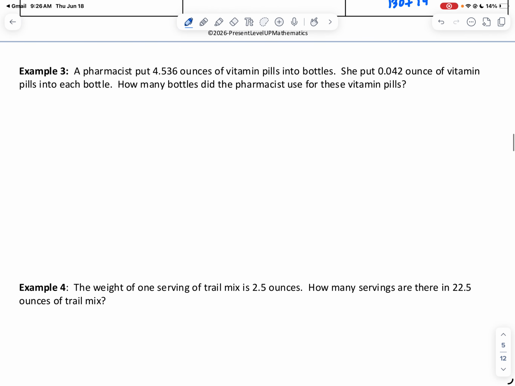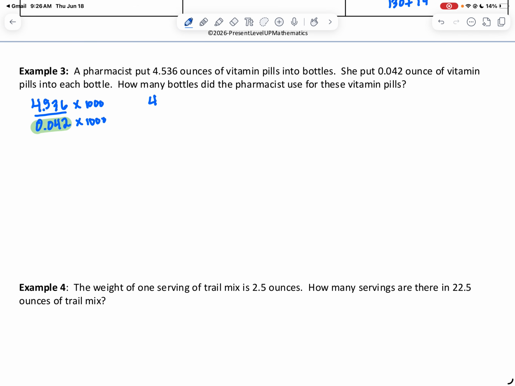All right, example 3. A pharmacist put 4.536 ounces of vitamin pills into bottles. She put 0.042 ounce of a vitamin pill into each bottle. How many bottles did the pharmacist use for these vitamin pills? So the problem here is we're taking 4.536 and we're dividing it by 0.042. Now, look at your divisor. There are 3 numbers after the decimal. So you're going to have to multiply by 1,000. And when we do that, that shifts our decimal 3 places to the right.